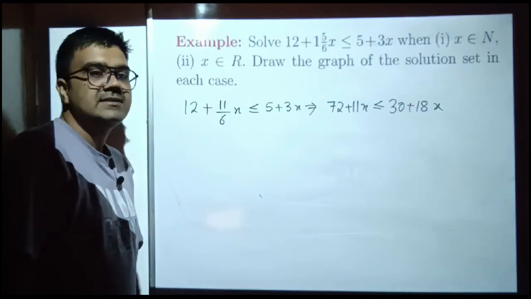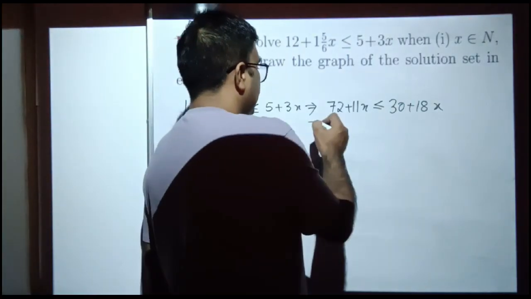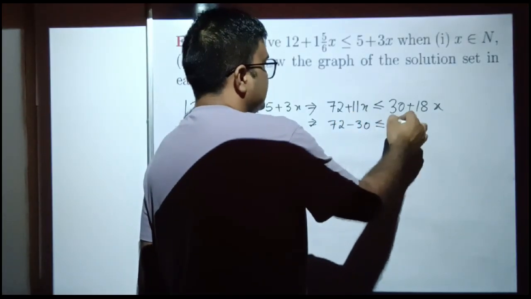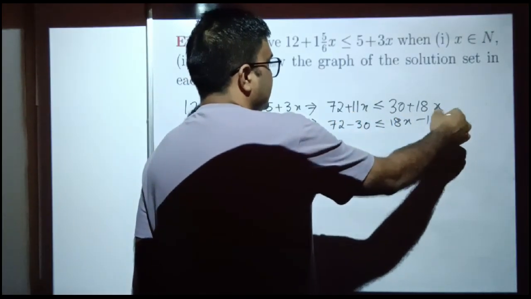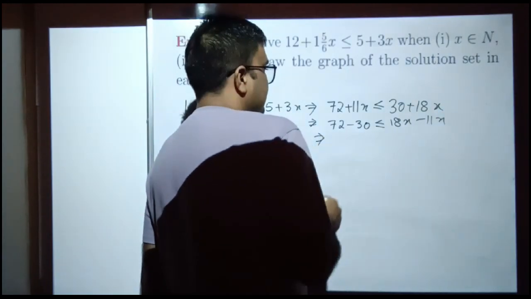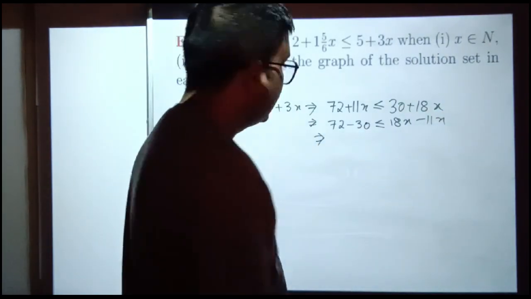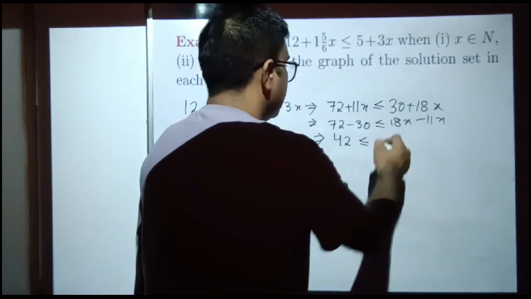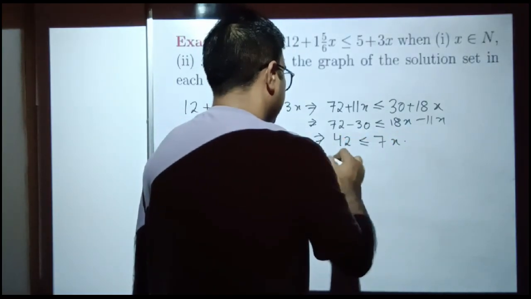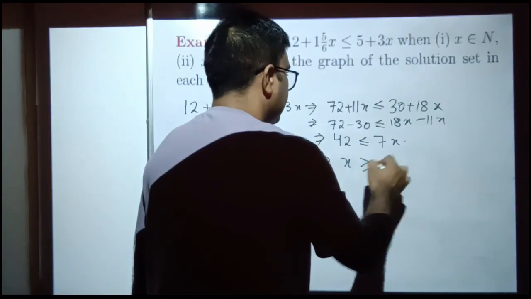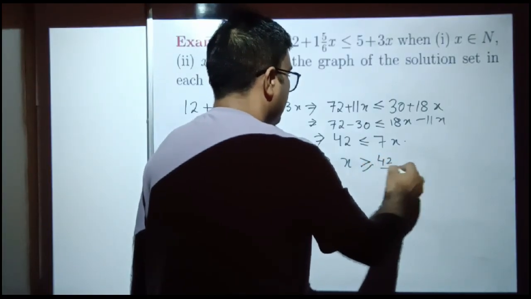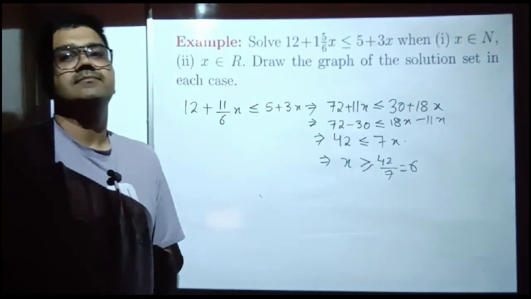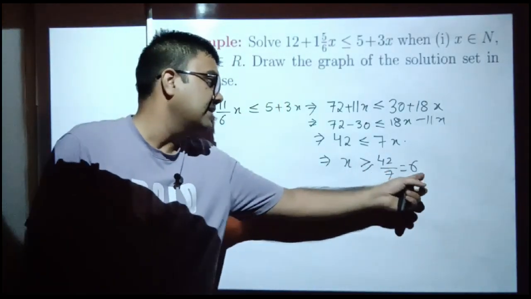And now if we adjust the terms, what finally will you obtain? We are having 72 minus 30 is less than equal to 18x minus 11x, and this will imply that 42 is less than equal to 7x. It means x is greater than equal to 42 by 7, that is equal to 6. We are talking about x is greater than equal to 6.